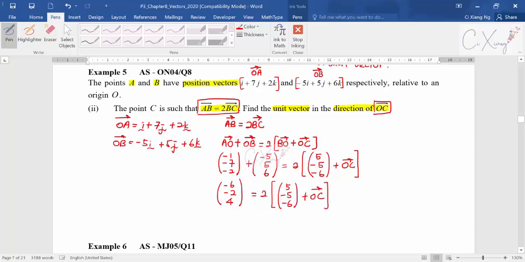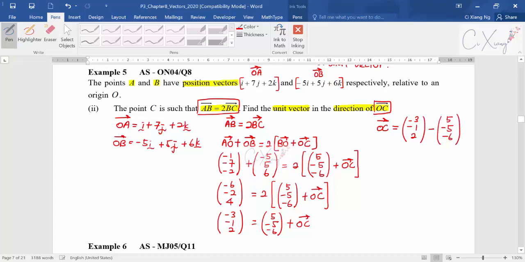Okay, then after that I can move the 2 over, so it becomes divided by 2. When I divide by 2, (-3, -1, 2) equals (5, -5, -6) plus OC. So what is my OC here? To get my OC, it is (-3, -1, 2) minus the vector on the same side of the OC, which is (5, -5, -6). Eventually, you can get the OC.